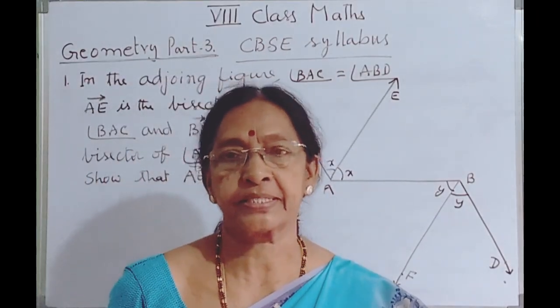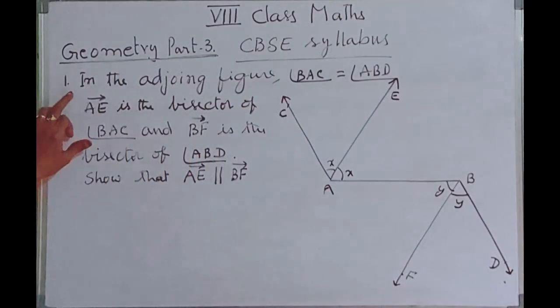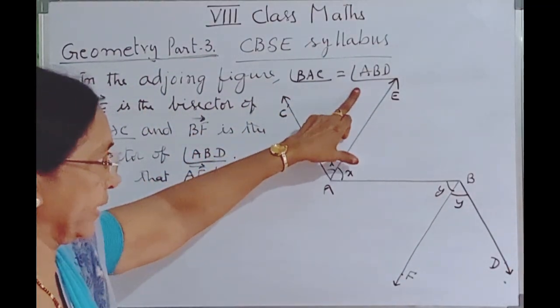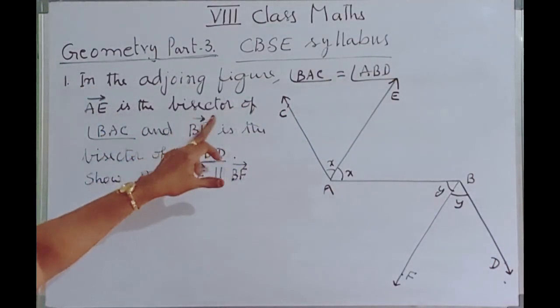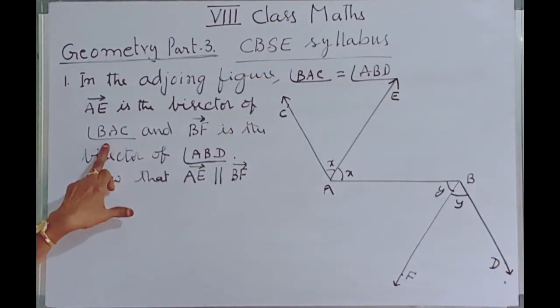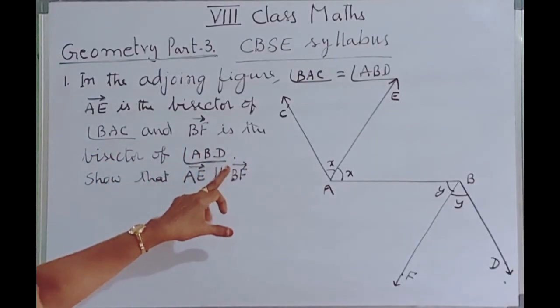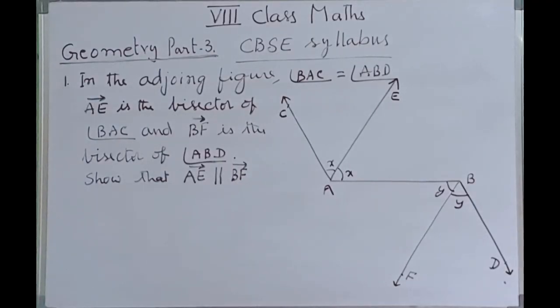8th class mathematics, geometry. First problem: in the adjoining figure, angle BAC is equal to angle ABD. The ray AE is the bisector of angle BAC and the ray BF is the bisector of angle ABD. Show that AE is parallel to BF.